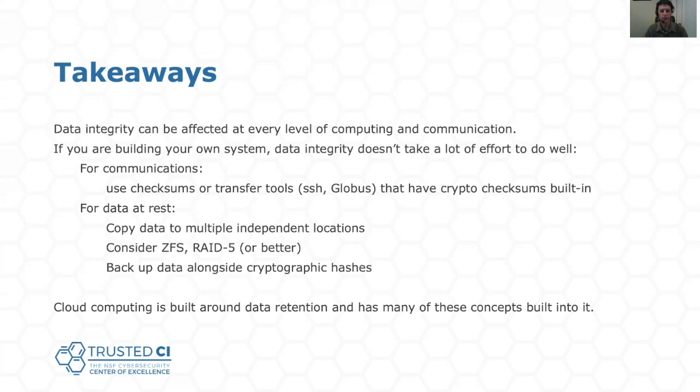Data integrity can be affected at every level of computer systems and communication between those systems. Our central point is that most of the time, data integrity can be relatively straightforward to address at low cost and effort. For data integrity during communications, using tools that have cryptographic checksums built in, such as SSH and Globus, largely solves this issue. For data at rest, distributing the data in multiple independent locations and using a file system such as ZFS that checks for and mitigates integrity failures, alongside a hardware solution, such as RAID 5 or above, that guards against disk failure, also largely solves the issue for storage.